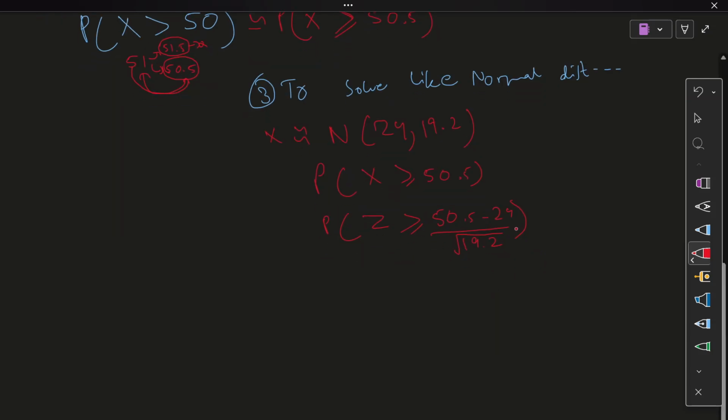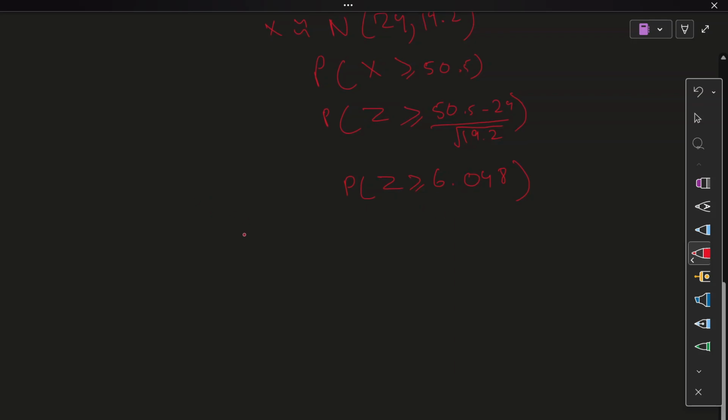By the way, let me calculate this for you. So 50.5 minus 24, that is 26.5 divided by root of 19.2. There we go, so that is 6.04. So the probability Z is greater than or equal to 6.04. Now I told you, you round this to 3 decimal places. Okay, so that is out of the way.